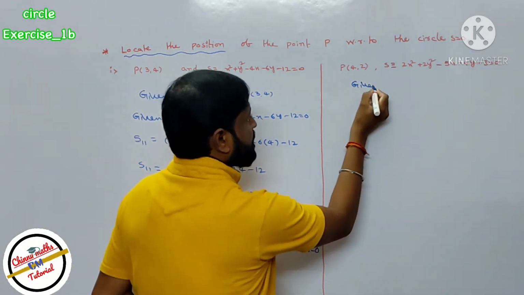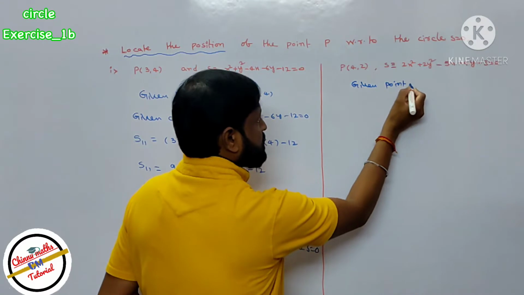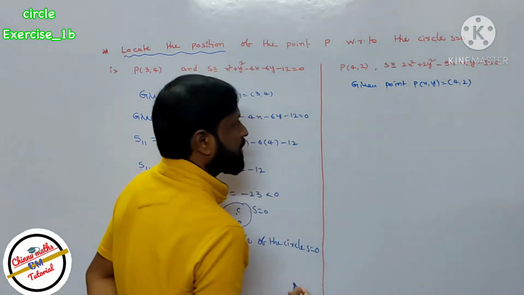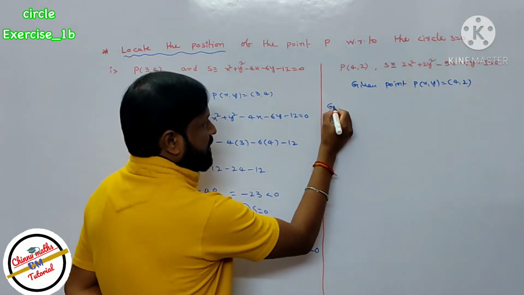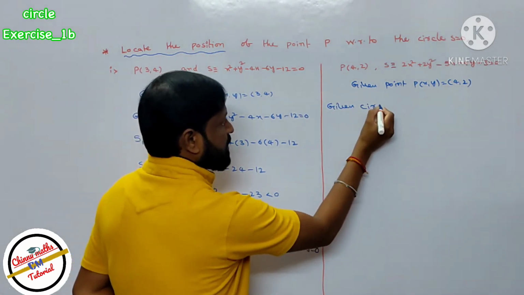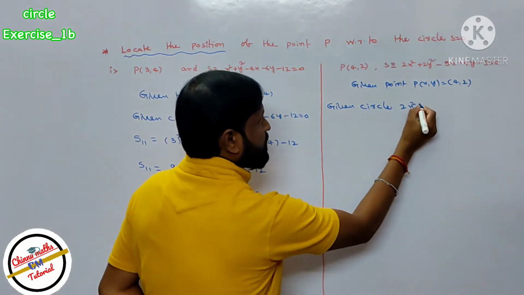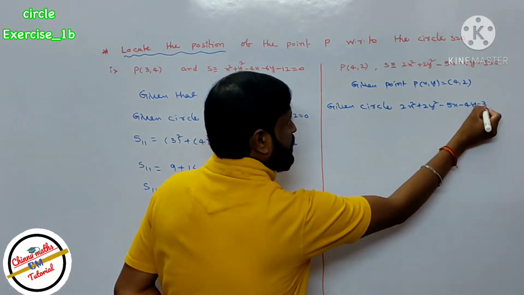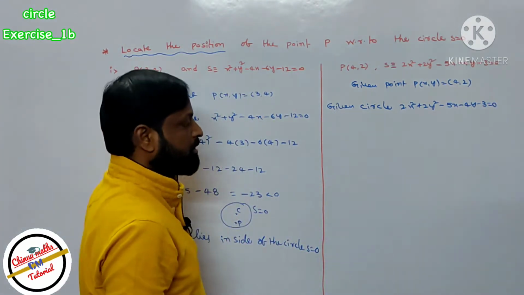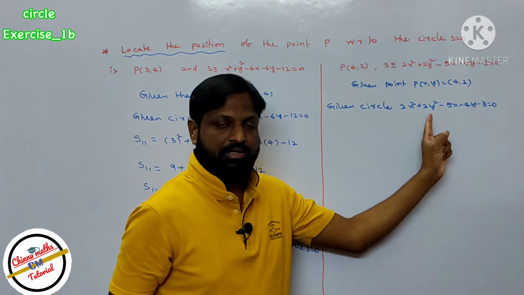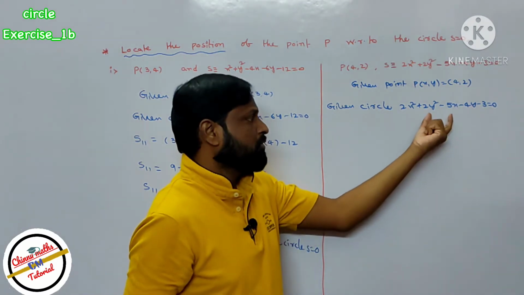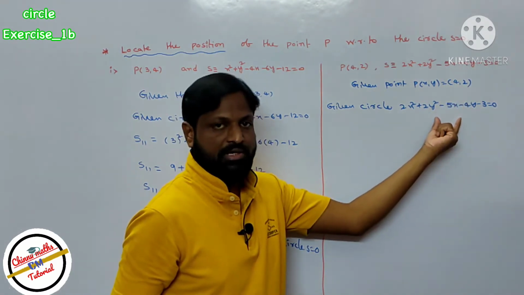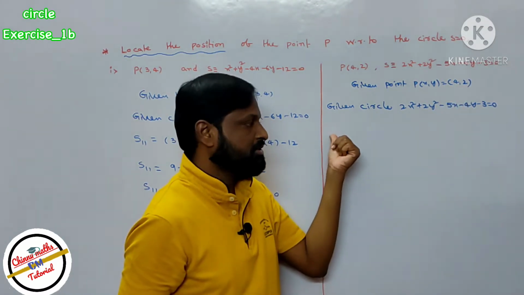Given point P(x, y) equal to (4, 2). Okay. Given circle 2x square plus 2y square minus 5x minus 4y minus 3 equal to 0. But we can observe the given circle equation, it is not a general form, but you can find the power of the point. Just you can substitute the given point in the given circle equation, you will get power of the point, that is equal to S11.